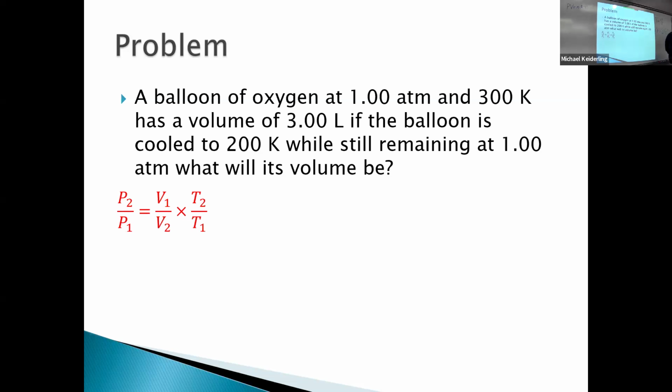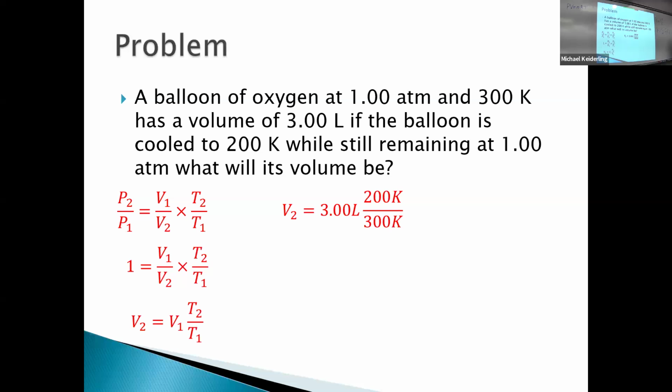So again, P2 over P1 equals V1 over V2 times T2 over T1, but pressure is constant. So 1 equals V1 over V2 times T2 over T1. So if we solve for volume 2 equals volume 1 times T2 over T1. So 3 liters times 200 Kelvin over 300 Kelvin gives us 2 liters.